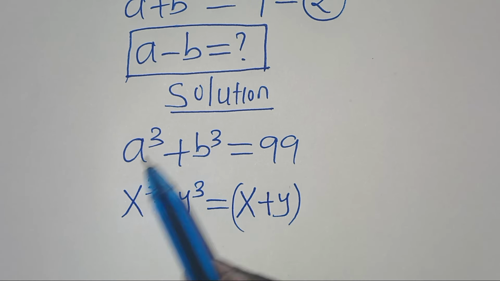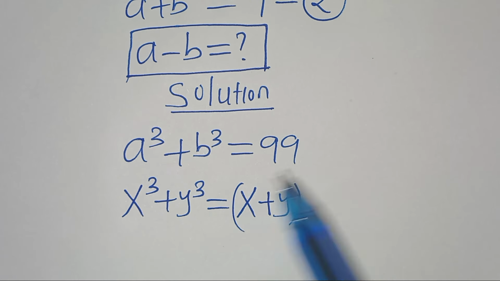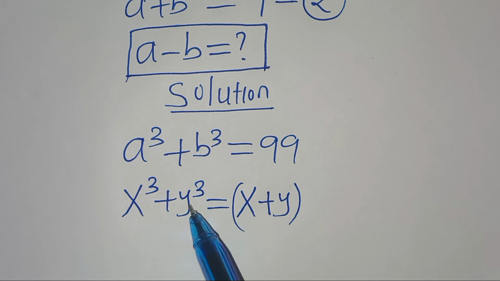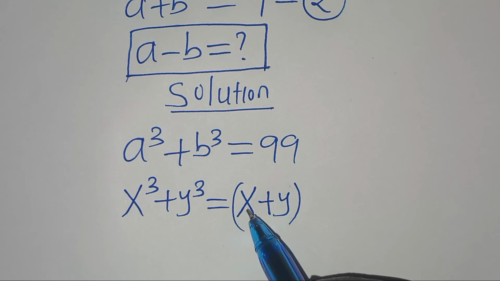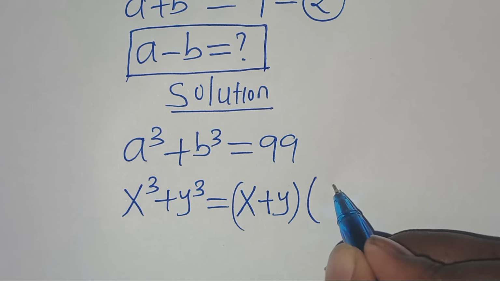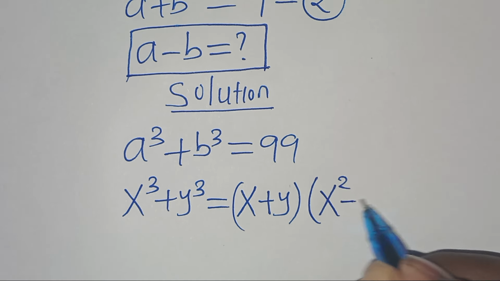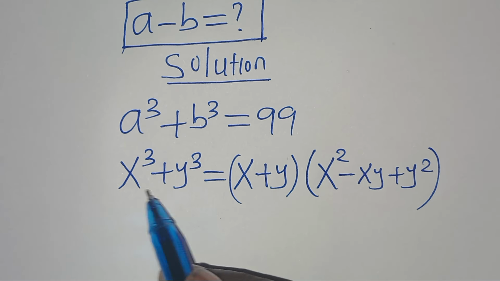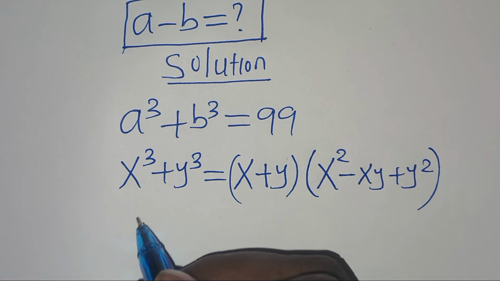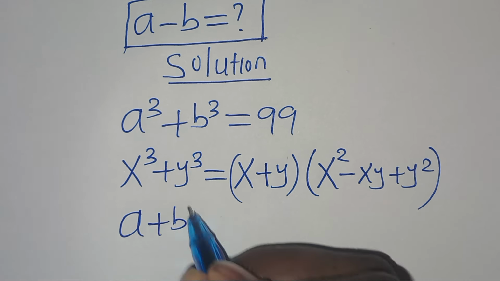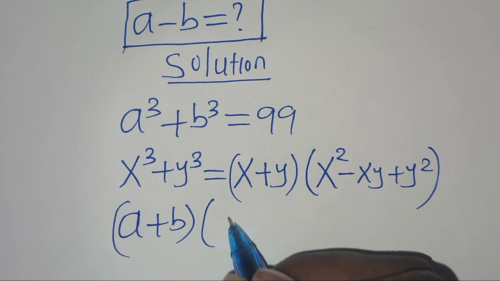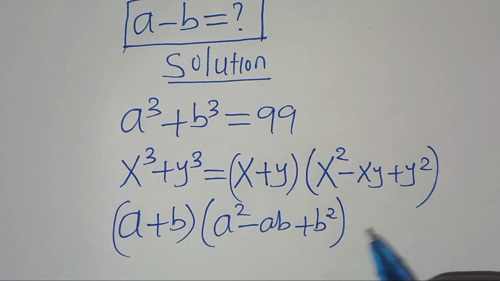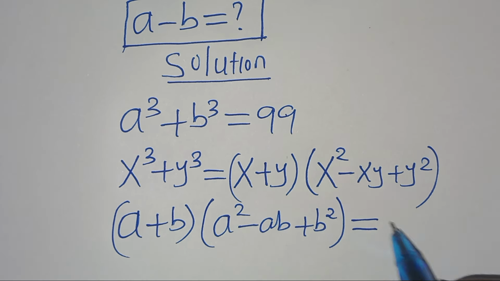Now we have that a to the power of 3 plus b to the power of 3. This is actually the sum of two cubes that we can express as x to the power of 3 plus y to the power of 3, which is the same thing as (x plus y) times (x squared minus xy plus y squared). Applying this identity, here we have (a plus b) times (a squared minus a times b plus b squared). This is equal to 99.